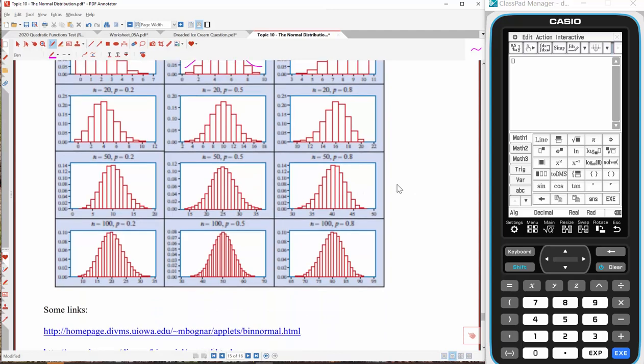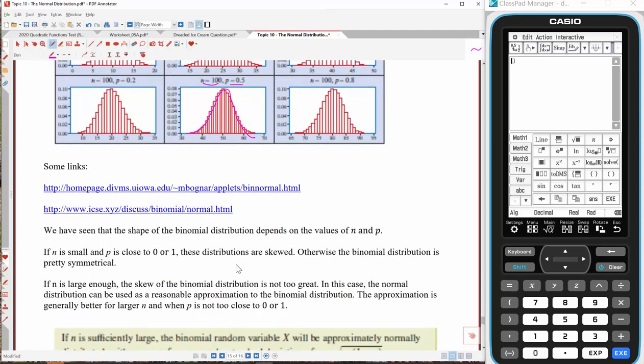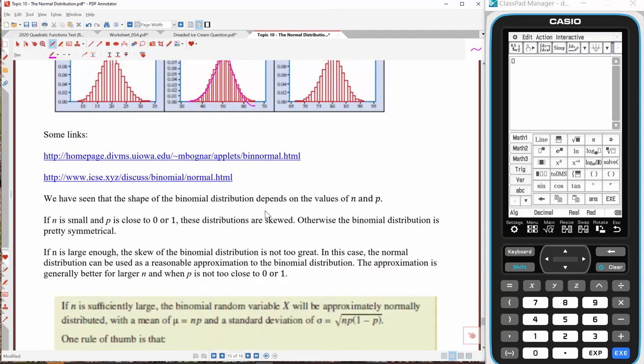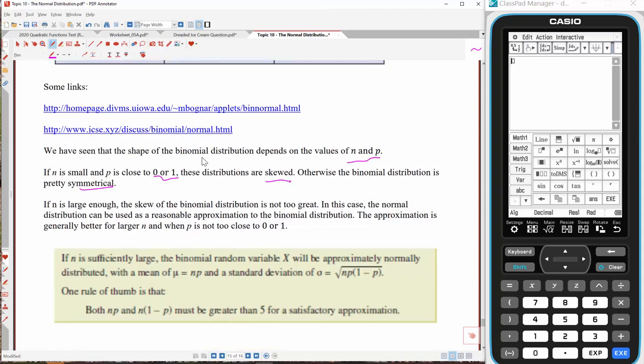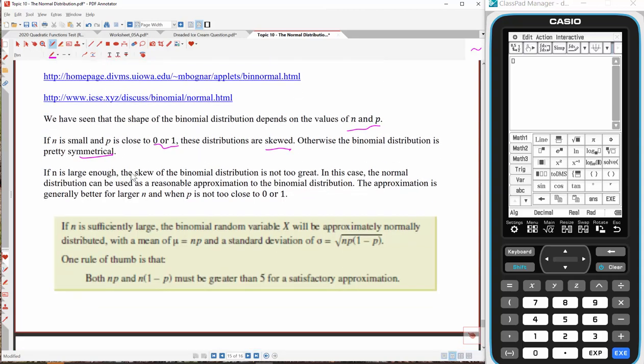And actually, if we increase n, so here's an example of n equals 100 and p equals 0.5, we actually get a really good normal distribution curve, or very close to it. So in summary, what we note is that the binomial distribution depends on n and p. If n is small and p is close to 0 or 1, we get a skewed distribution, but otherwise we get a pretty symmetrical distribution. And if n is large enough, the skew is not too great, and thus the normal distribution can be used as a reasonable approximation. It's not exact, but it's reasonably close to the binomial distribution.